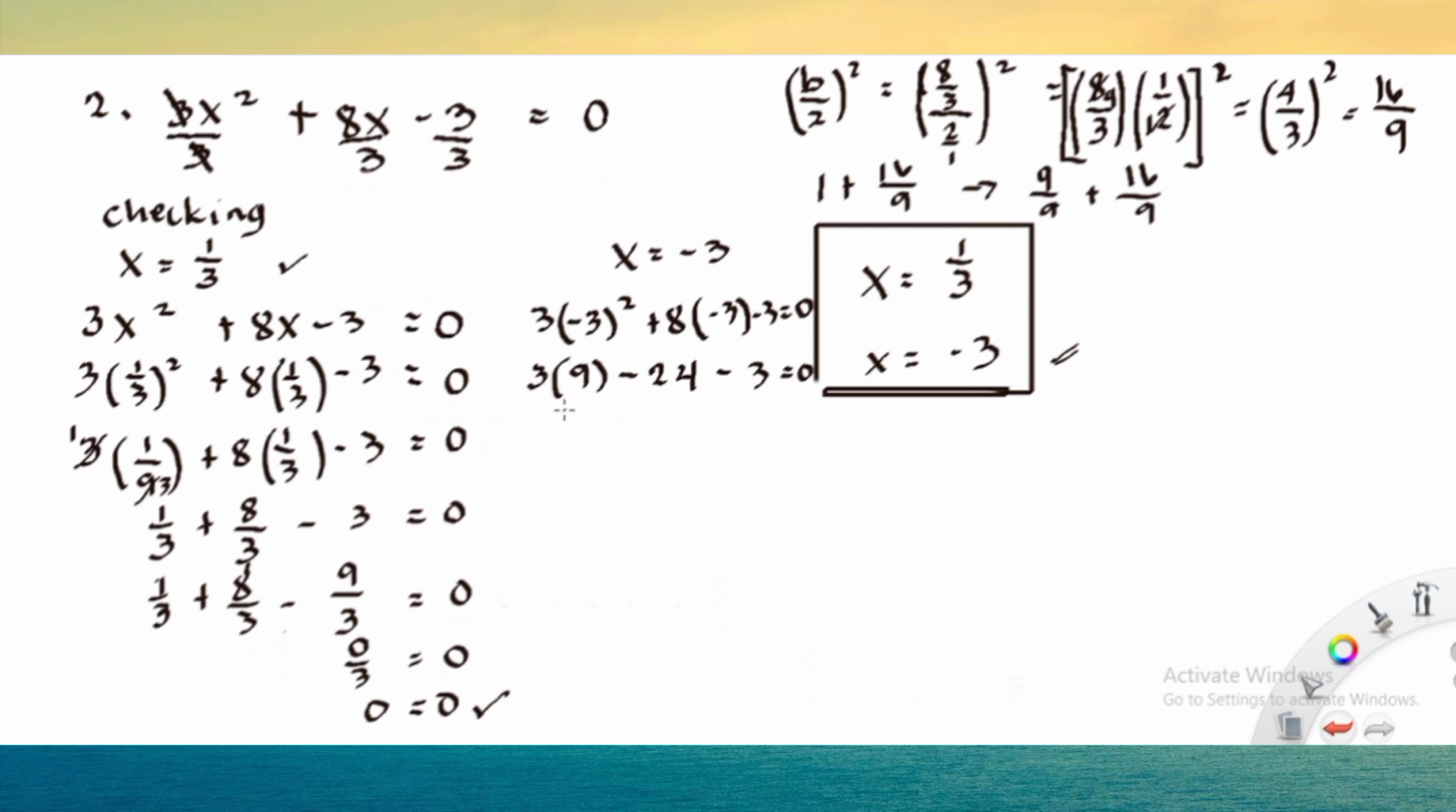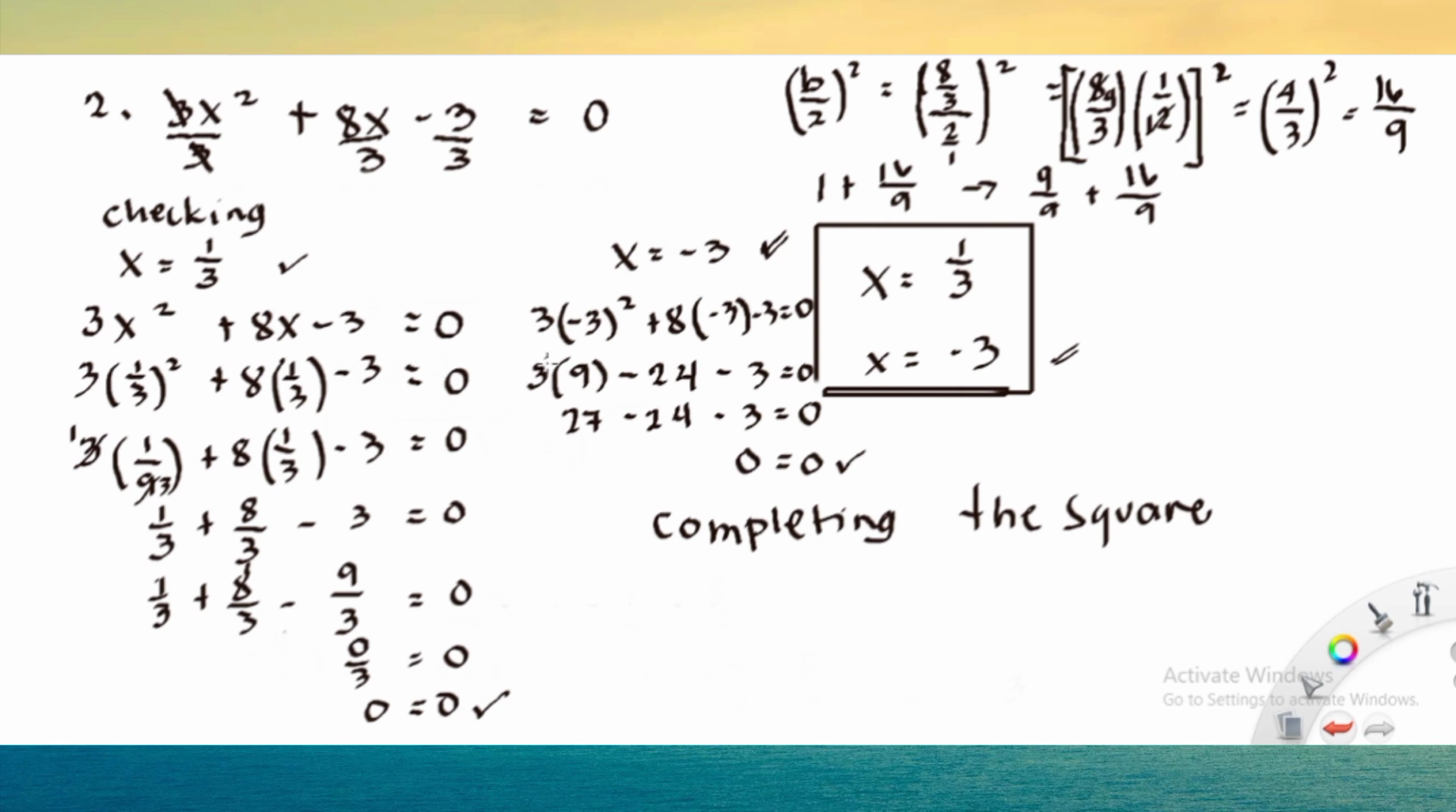So, 3 times 9 is 27. Pwedeng kanina pa lang, dito pa lang na-solve na natin. Okay? Para mas matipid sa solution. And then, 27 minus 24 is 3 minus 3. That is 0. Which is equal to 0. Ibig sabihin, the solution which is negative 3 is also a correct solution. Okay? So, this is just completing the square. Yung number 1 and number 2, ang ginamit natin na method is completing the square.